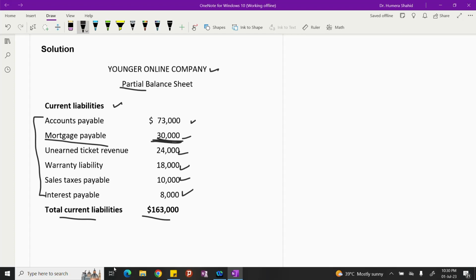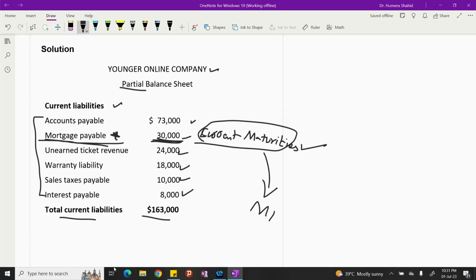total current liabilities 163,000. For this mortgage payable, I remember when I was discussing this with my students, some of them referred me towards the book and they said, Miss, why mortgage payable, why not write here current maturities of long-term loans? So you can write current maturities of long-term loan as it is given in the book. You can write mortgage payable, specify it. It's up to you. If you write current maturities of long-term loan, then in the notes to financial statements you have to mention that it's mortgage payable.